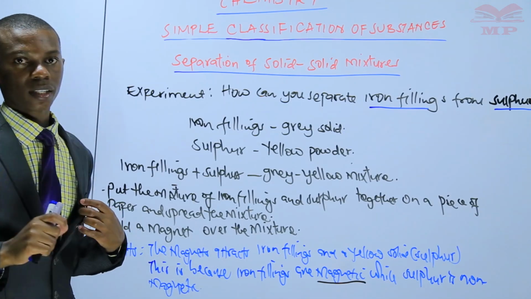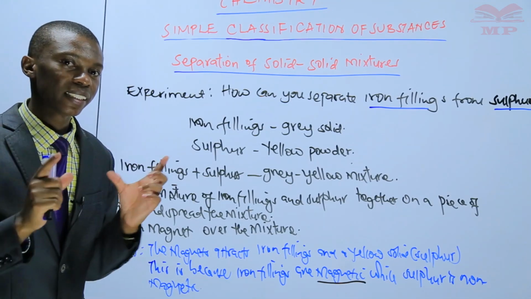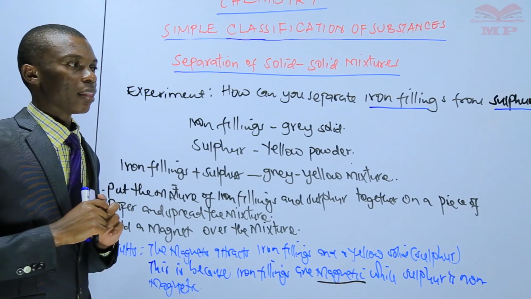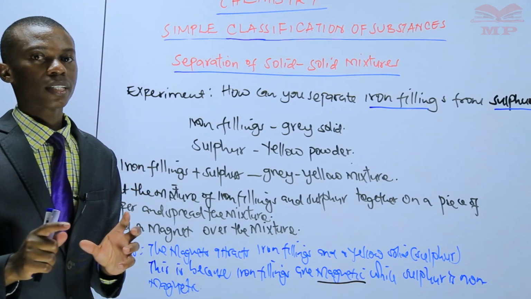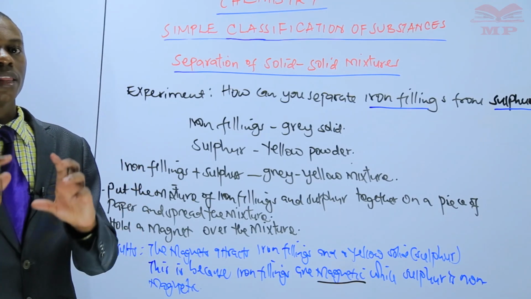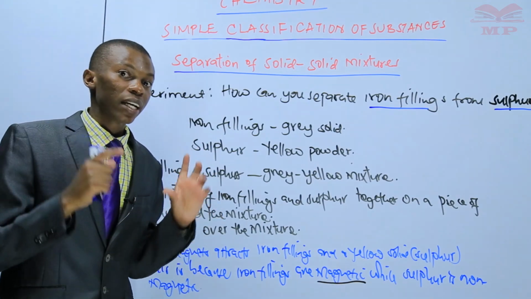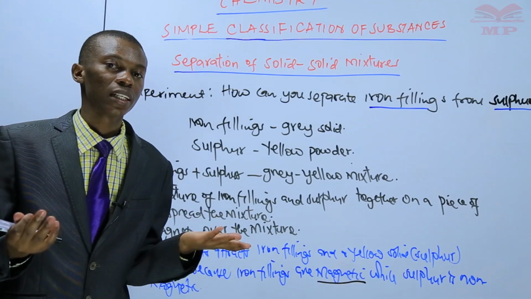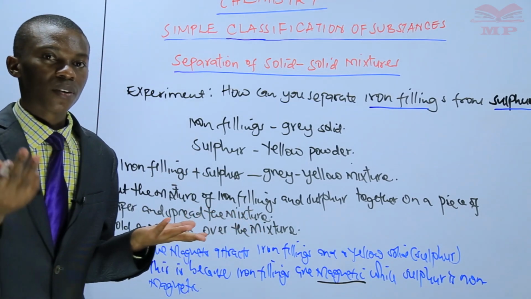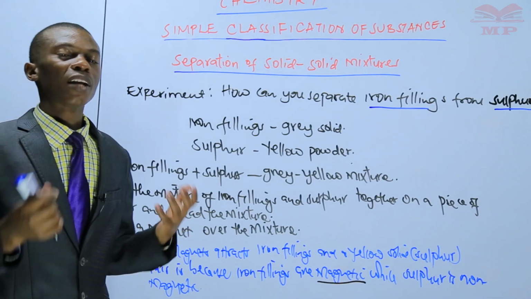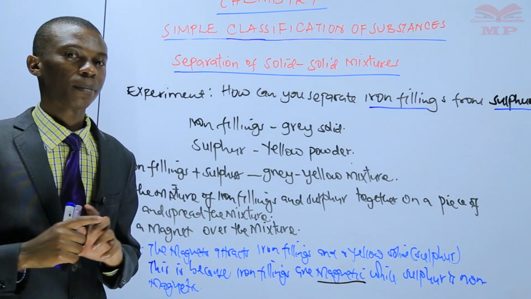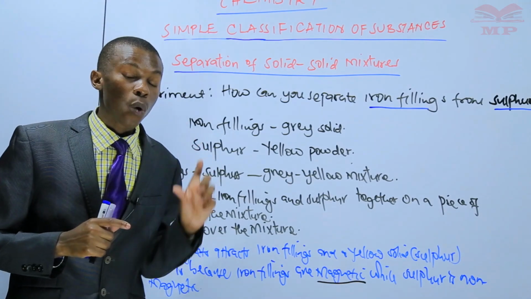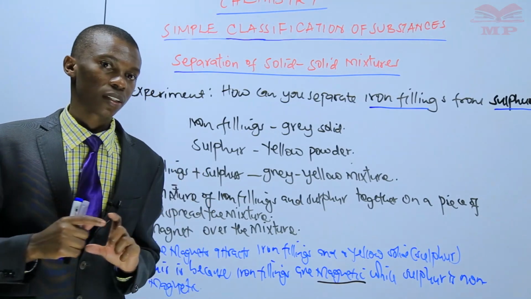Then you realize that the magnet is attracting iron filings, leaving behind sulfur. Therefore, a yellow solid is going to be left on the piece of paper while the magnet attracts the gray solid. And that way, you'll have separated the mixture of iron filings and sulfur. What has helped you to separate them is that iron filings are magnetic, while sulfur is not.